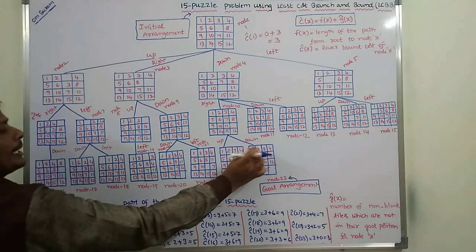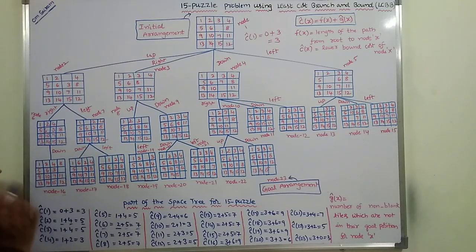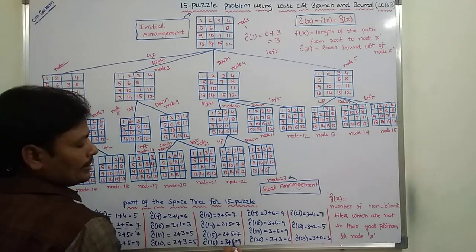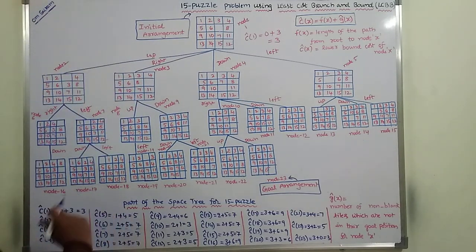1, 2 already correct, 3 it is not there, and 8 it is not there, 2 wrong positions. 5, 6, these are 2 wrong positions, so 4 wrong positions. 9, 10, this is wrong position, this is wrong position. 6 wrong positions. 13 okay, 14 okay, 15 okay, 12, this is 7th wrong position. Okay, so 7 minus 1, that is a 6. 3 plus 6 is equal to 9. So in this way, we have to find out the lower bound for a node.